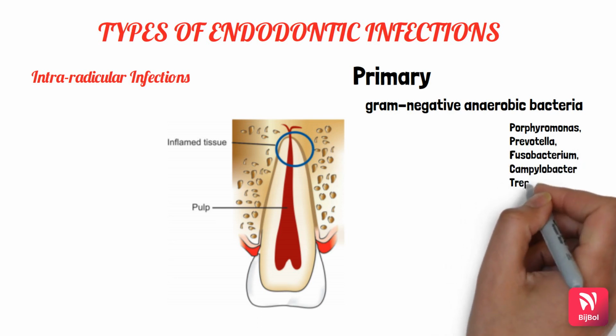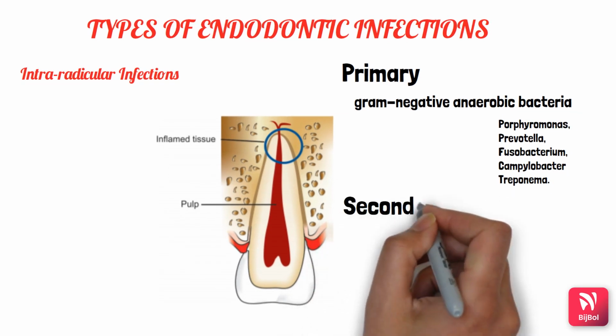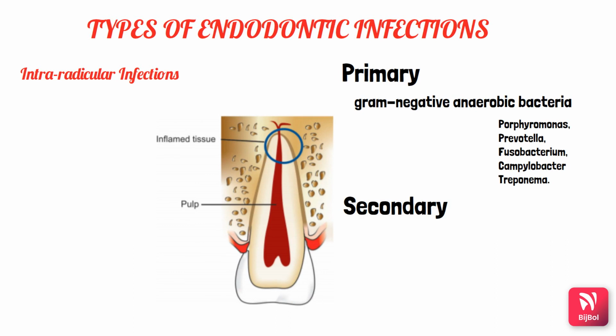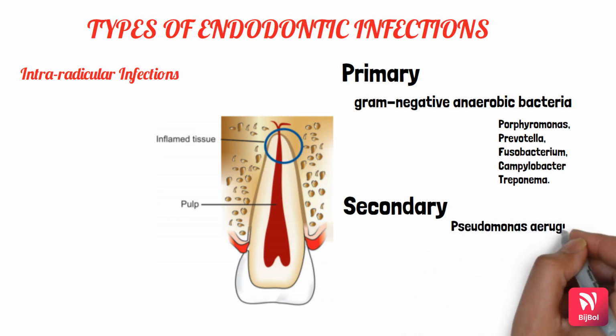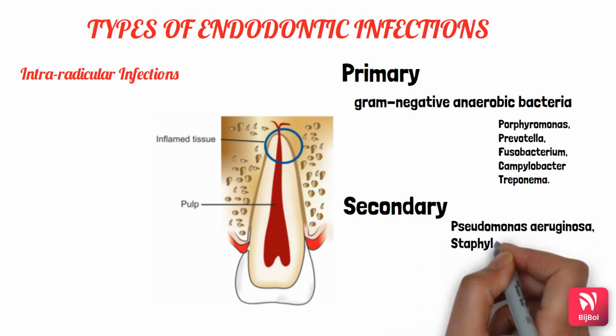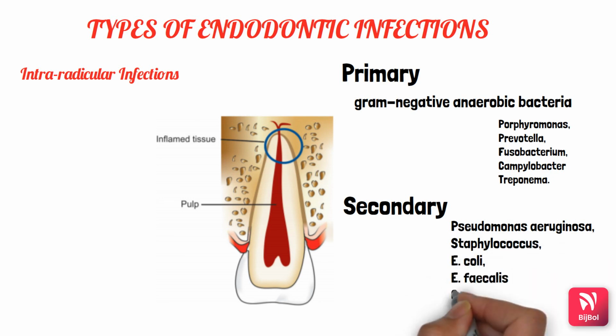And the secondary infections are those that occur during or after the treatment. That may be during the course, that is the remnants of the caries or the contamination through the instrumentation. These include bacteria such as Pseudomonas aeruginosa, Staphylococcus, Escherichia coli, Enterococcus faecalis, and the Candida species.